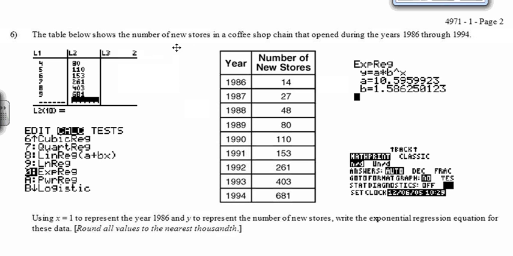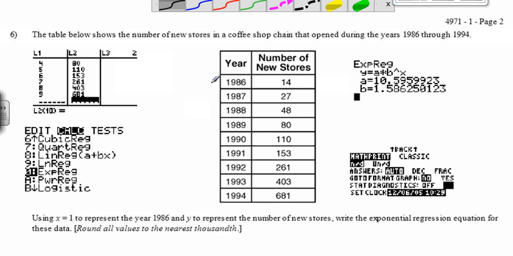Number 6, the table shows the number of new stores in a coffee shop chain that opened during the years of 1986 to 1994. So, I took the list, I put it in. 1986, it's supposed to be 1, so that's 2. That's 3, so that's my list. 1, 2, 3, 4, 5, 6, 7, 8, 9. Those represent the years, and those are the number of new stores.